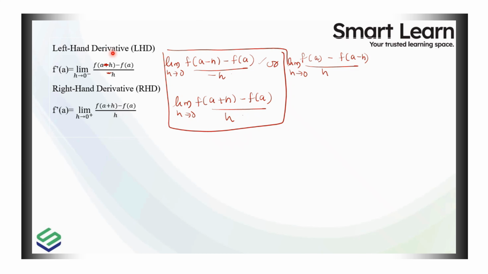Then how will differentiation work? We have to take the left hand derivative and the right hand derivative. This is the equation of left hand derivative, children: limit h tends to 0 f of a minus h minus f of a by minus h. This is the equation of right hand derivative: limit h tends to 0 f of a plus h minus f of a by h.